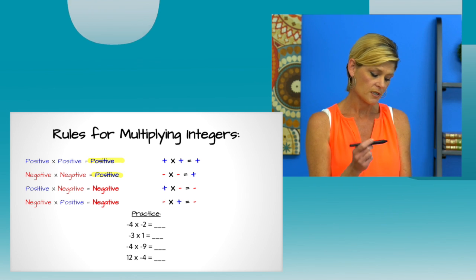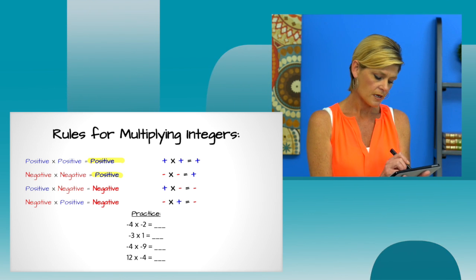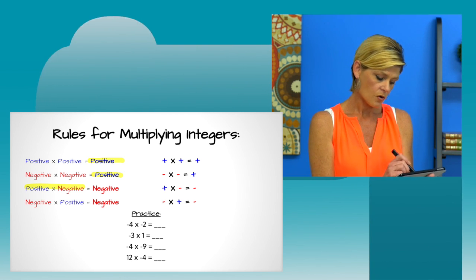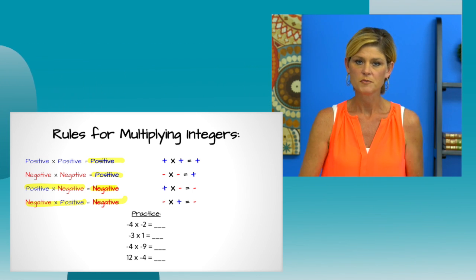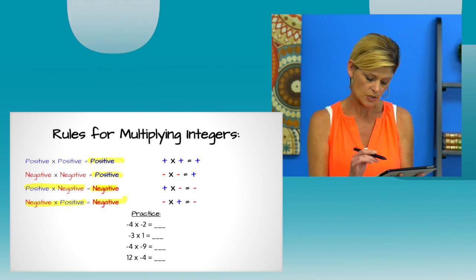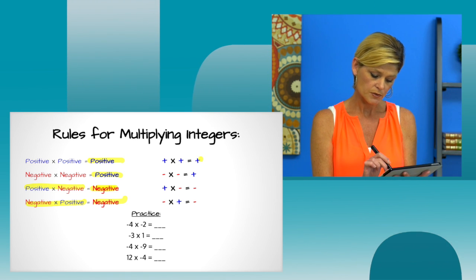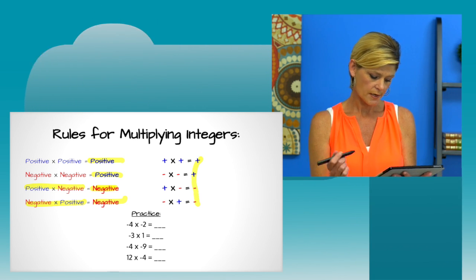When the signs are different, like if you're multiplying a positive times a negative or a negative times a positive, then your outcome, your product, is going to be negative. And I have it here in color with symbols, which seems to sometimes help.